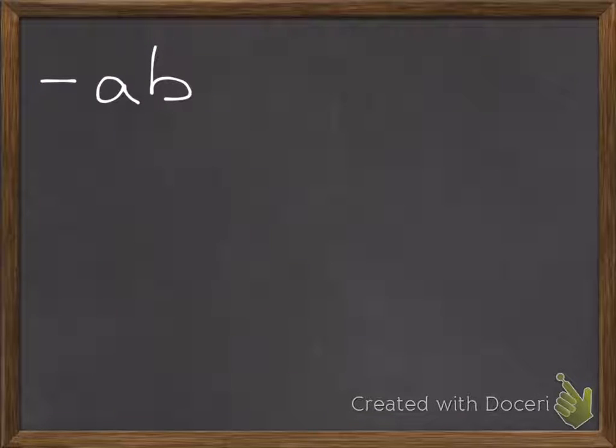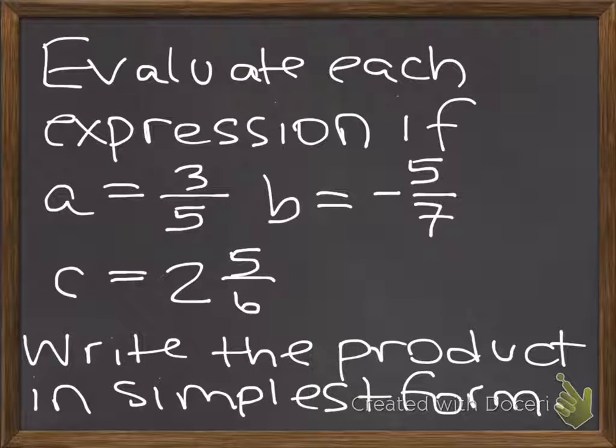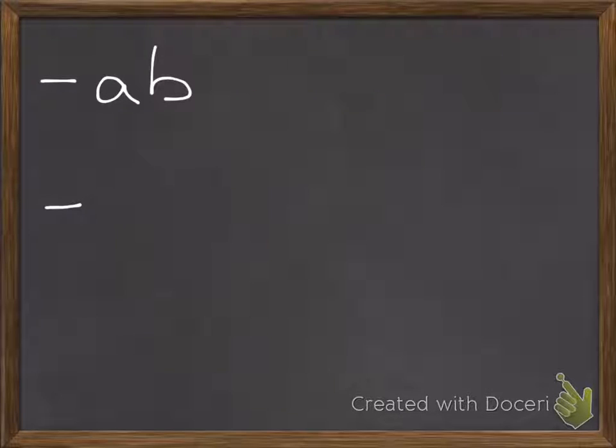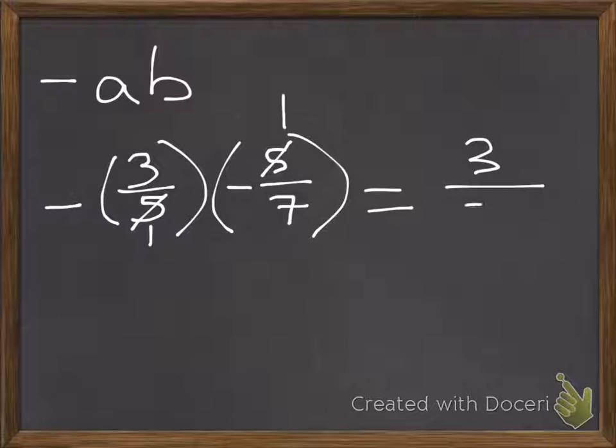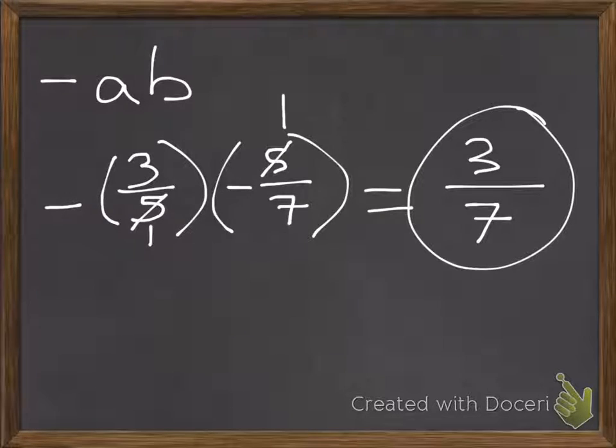So the first one is negative AB. So A is 3/5, B is -5/7. So we have -3/5 times 5/7. And that's actually going to give us a positive answer because we have two negatives that we're multiplying by. We can cross simplify the 5's. 5 goes into 5 one time. So we have 3 times 1, which is 3, 1 times 7, which is 7, and that gives us our final answer. And again, that's positive because we had a negative times a negative.